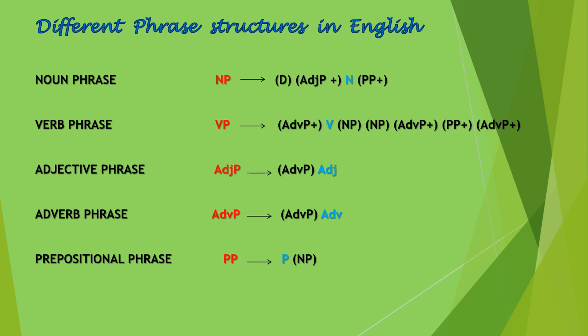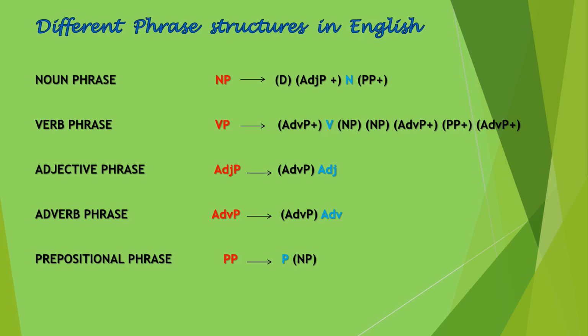So in a noun phrase, you can have more than one adjective phrase. That's why we have added this plus sign here. Similarly, you can have more than one prepositional phrase. So this plus sign tells you that there can be more than one phrase.